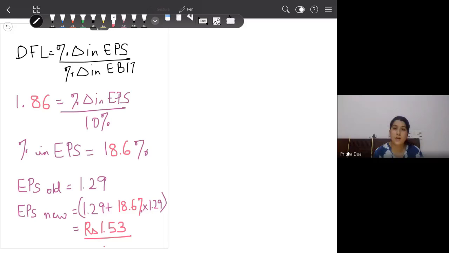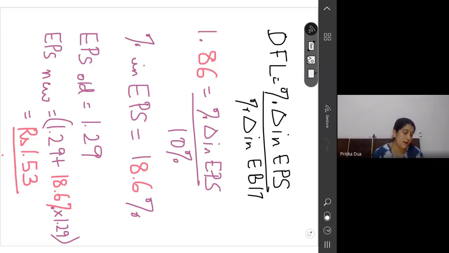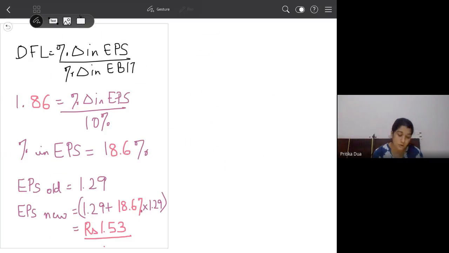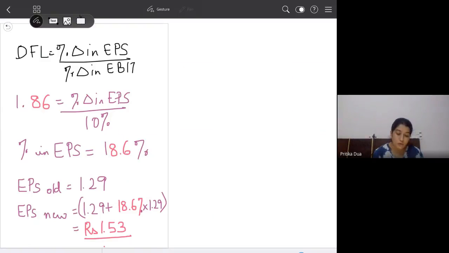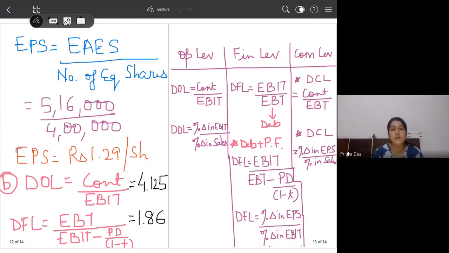मैम DSL बता दो एक बार कैलकुलेशन. एक मिनट बेटा. डिग्री ऑफ फाइनेंशियल लीवरेज जो आपका है वो होता है EBIT अपॉन EBT. अगर आपका कैपिटल स्ट्रक्चर में सिर्फ इक्विटी शेयर्स और डिबेंचर्स होते हैं. When you have both equity shares, debentures and preference shares, then your formula becomes this one.